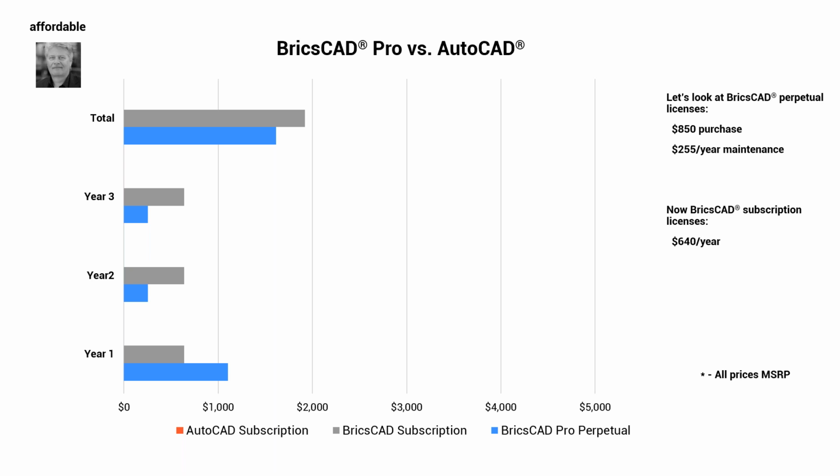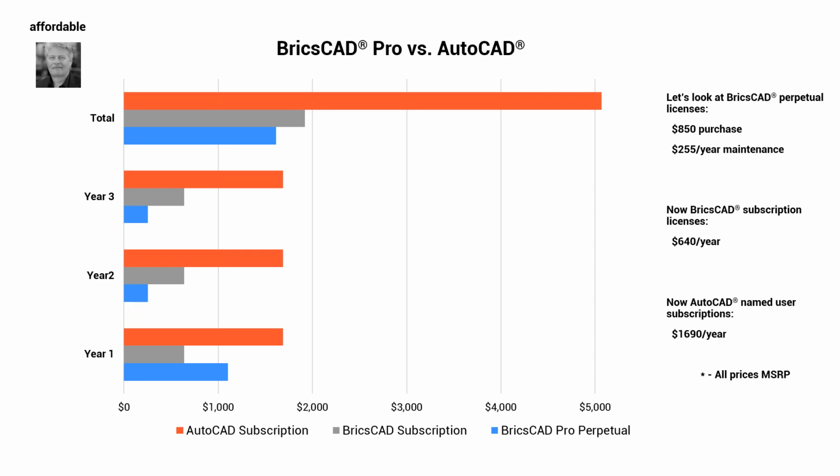So here's what a BricsCAD Pro subscription looks like over 3 years. And let's contrast this with what it costs to rent AutoCAD right now. At a suggested retail price of $1,690 per year, you can see how this cost stacks up, slightly over $5,000 in 3 years for an AutoCAD subscription.